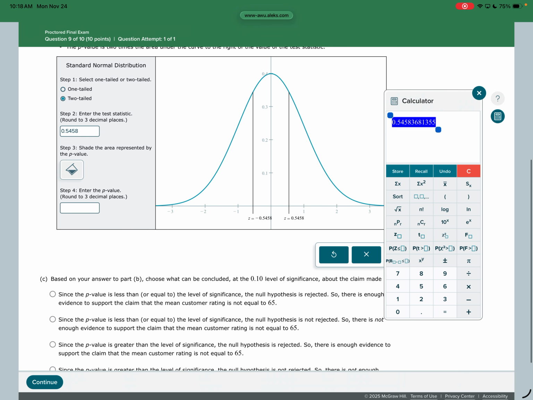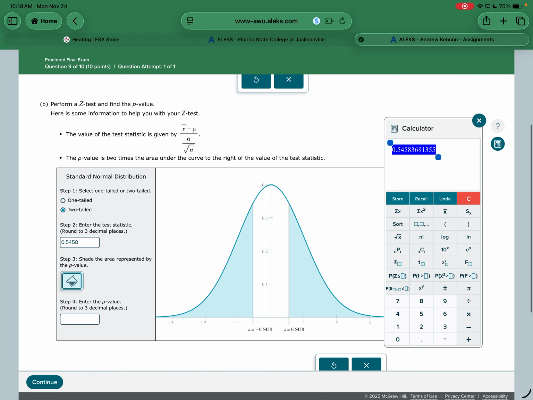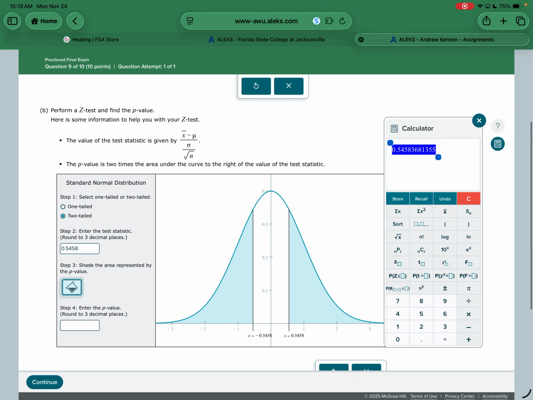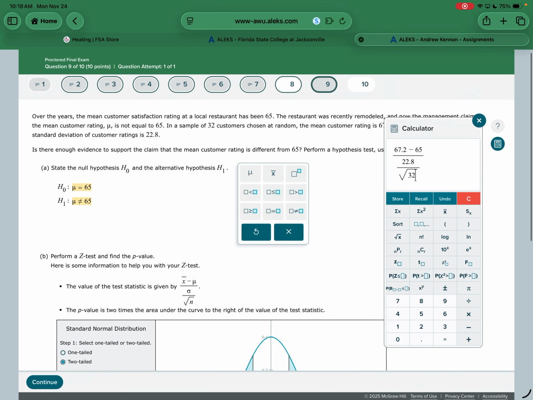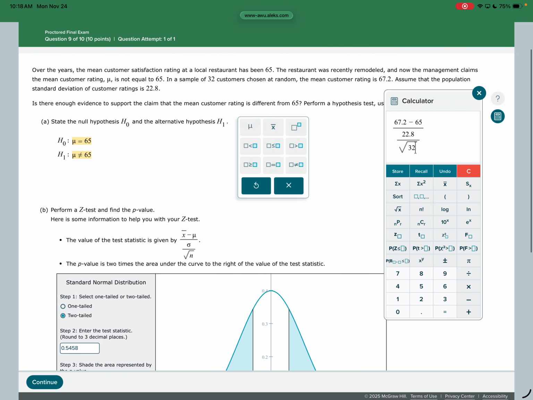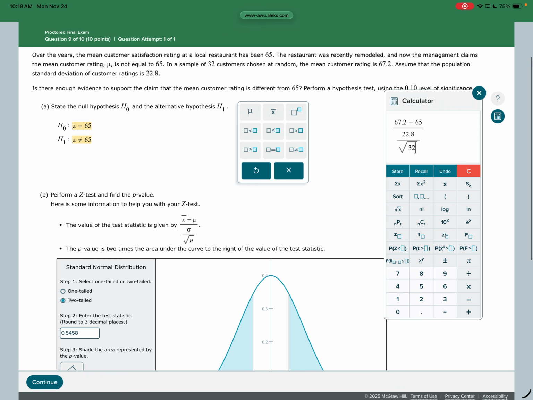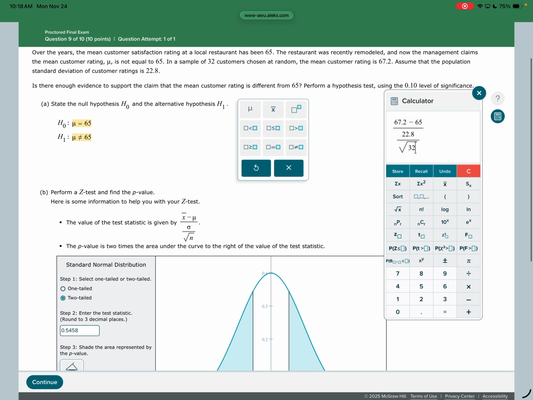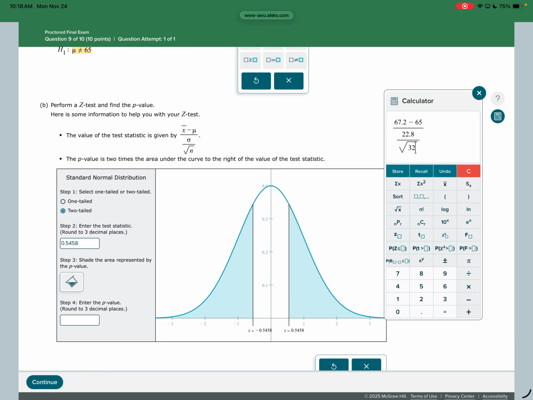Okay. So now we would shade there. That's a big test statistic. You're talking about the p-value being really big, wasn't it? Sorry, just double check and make sure I put everything in right. Oh, the standard deviation is 22.8. That's a huge standard deviation. My mean is 67.2 and my standard deviation is 22. So, yeah, that's going to be huge. Okay, I think that should be right.